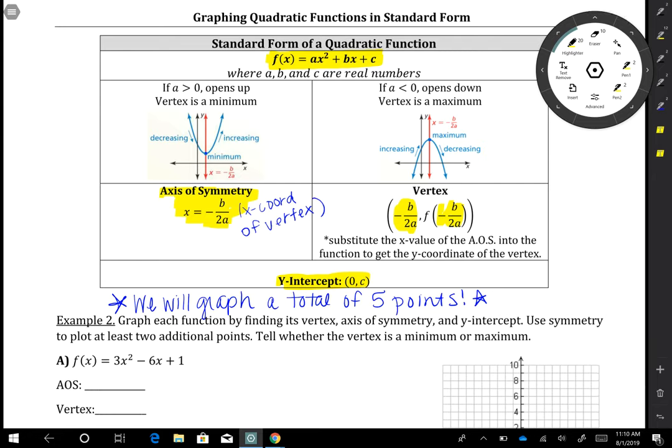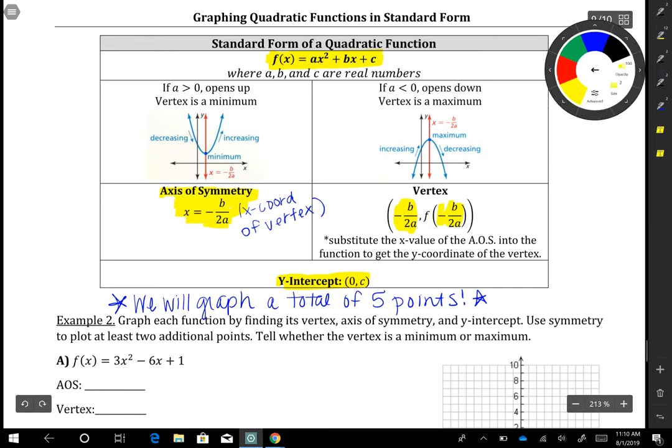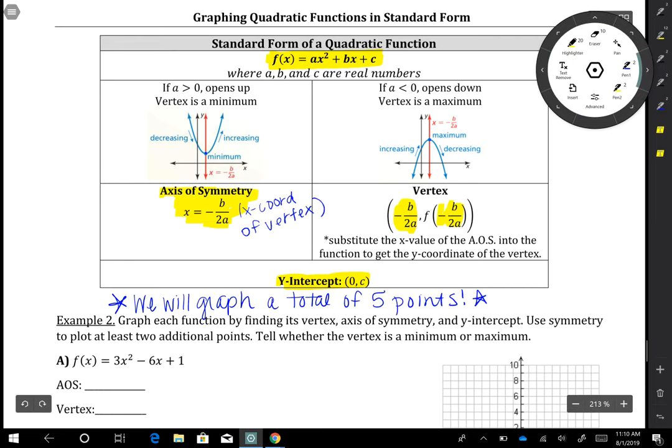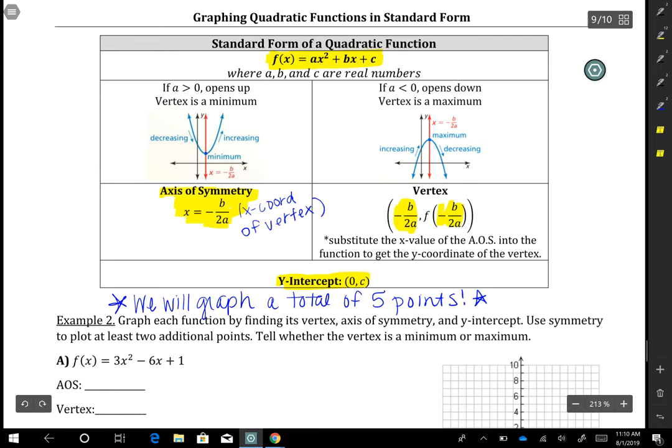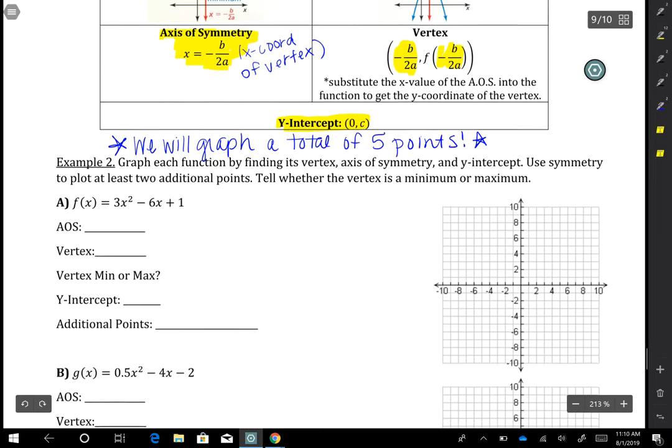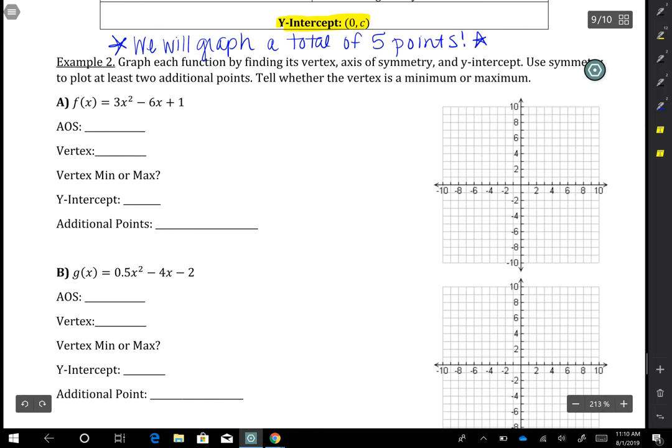Finally, once we plot the y-intercept, we'll plot its reflection across the axis of symmetry, and then we'll use substitution to find another point. So let's get to it. Graph each function by finding its vertex, axis of symmetry, and y-intercept. Use symmetry to plot at least 2 additional points and tell whether the vertex is a minimum or maximum. So I have the order in which is the easiest to do these things listed under each example.